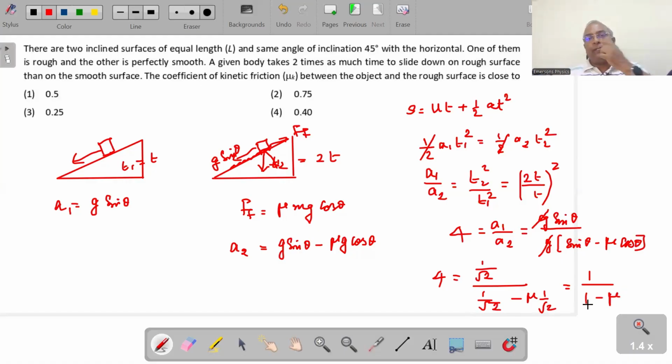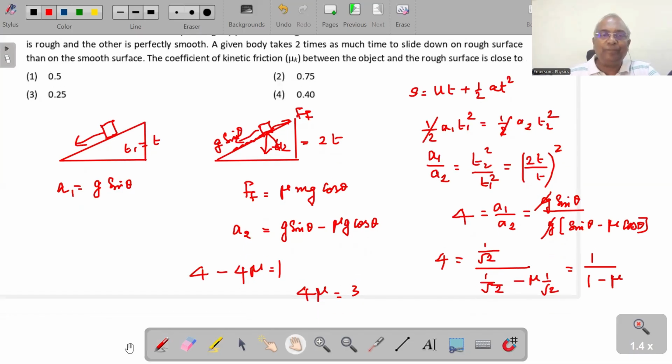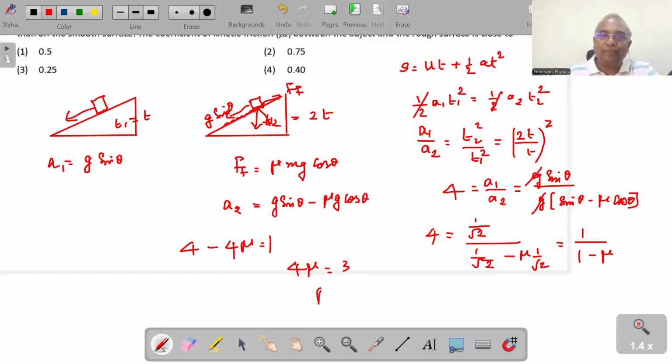Now cross multiply and take mu out. Cross multiplying, 4 minus 4 mu equal to 1. So 4 mu is equal to 3, and mu will be equal to 3 by 4. 3 by 4 is the answer, which is nothing but 0.75. So this should be the answer.